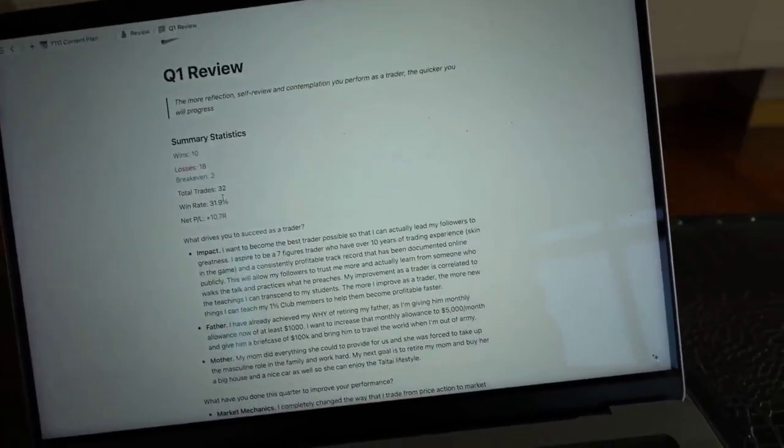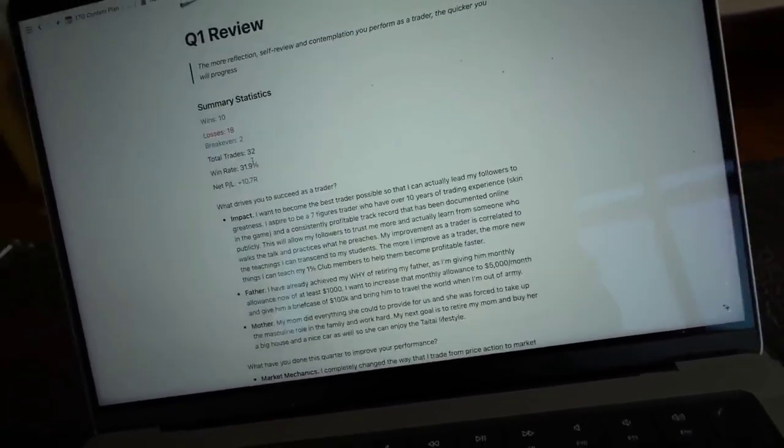And then what drives me to succeed as a trader is my parents and Impact, you know, the 1% club. Because I believe that the more I improve as a trader, the more our students improve, and the faster everybody gets results. So I basically write down things like, what have I done this quarter to actually improve my trading performance? What are the major lessons that I have learned? Things like capital preservation, using trade management, setting realistic take profits, avoiding low probability setups. You can see right here, major lessons that I've learned in January.